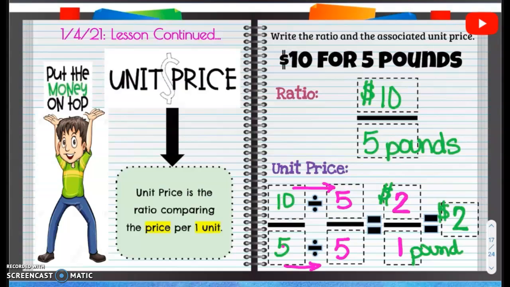So for 1 pound, it's going to be $2. And that is it for our lesson continued.